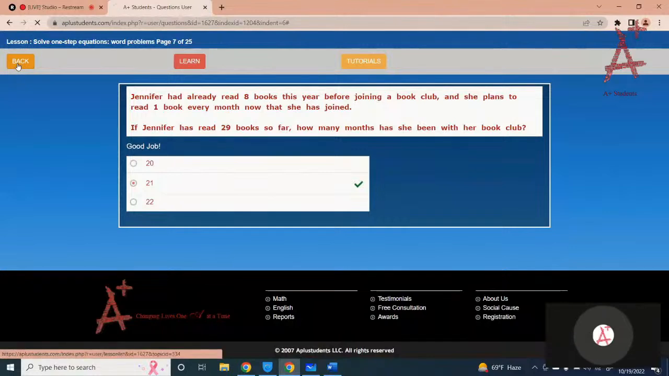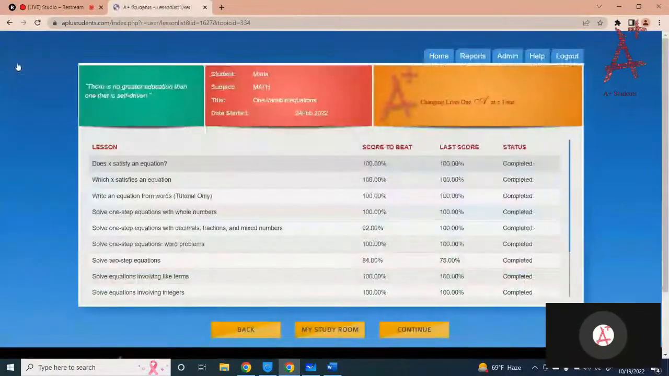So you can complete the test by yourself later today. We have done 4 of the topics today from chapter 1, variable equations, and the topics are: write an equation from words, solve one step equation with whole numbers, solve one step equation with decimal fractions and mixed numbers, and solve one step equation word problems. So please make sure before the next session you complete all the tests for the topics we did today.